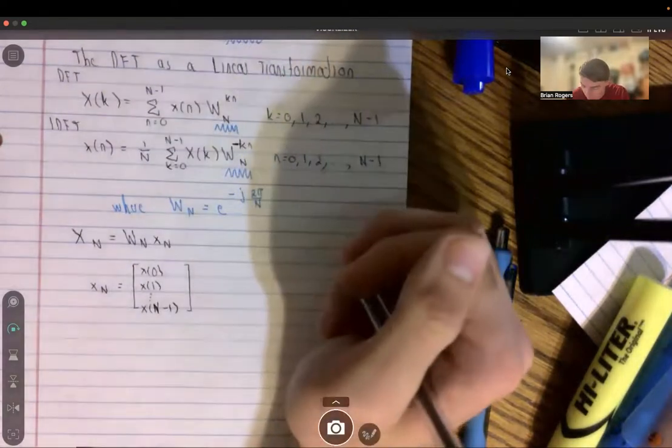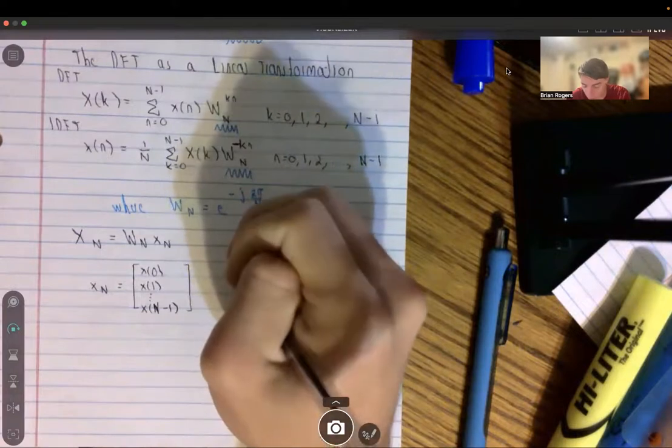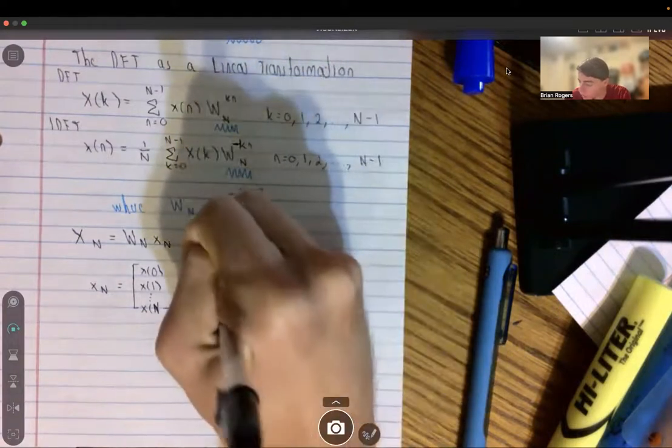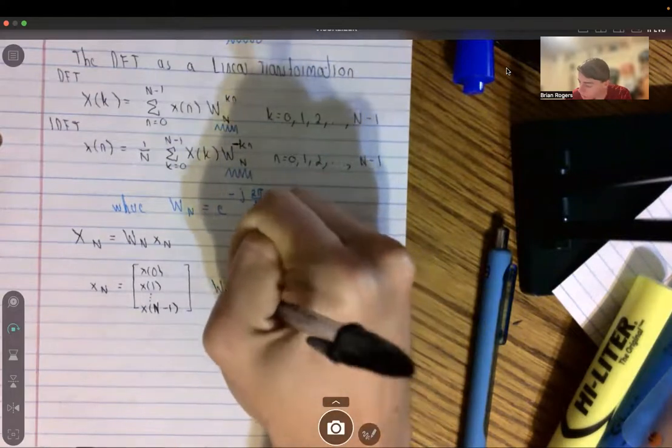And then you're going to have your capital W_N. So your capital W_N is going to equal, this is going to be a matrix of values.